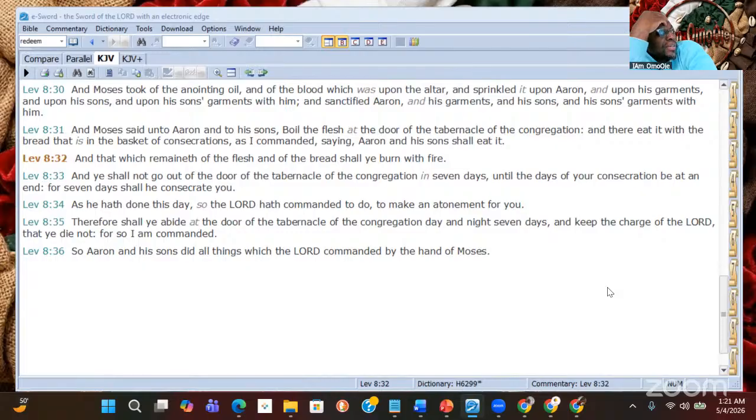You shall not go out of the door of the tabernacle of the congregation in 7 days, until the days of your consecration be at an end. For 7 days shall he consecrate you. And he hath done this day, so Jehovah hath commanded to do, to make an atonement for you. Therefore shall ye abide at the door of the tabernacle of the congregation day and night 7 days, and keep the charge of Jehovah, that ye die not. For so I am commanded. So Aharon and his sons did all the things which Jehovah commanded by the hand of Moshe.